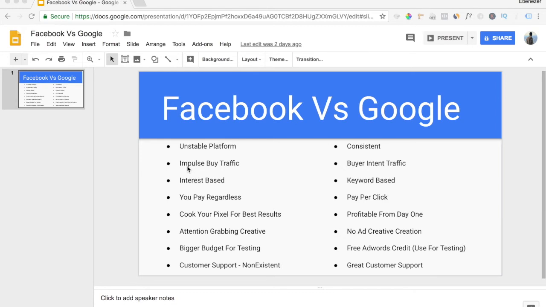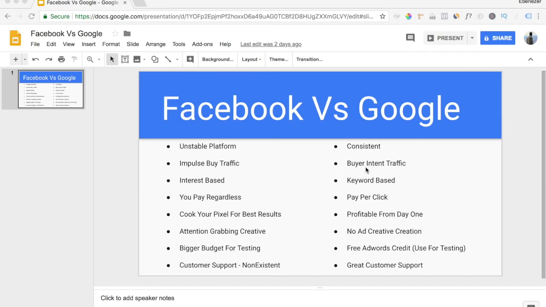That doesn't happen. The reason why people buy from Facebook is because you're interrupting their day with an ad that's so compelling that it stops them from scrolling, and they whip out their credit card and buy based on impulse. But on Google, people are searching for your product. Their credit card is already in their hand, ready to go because they have the intent to buy something.